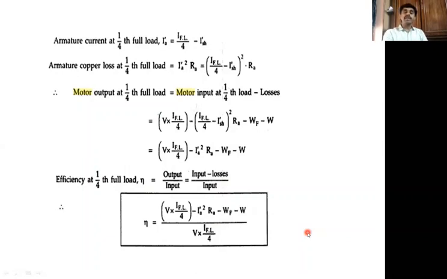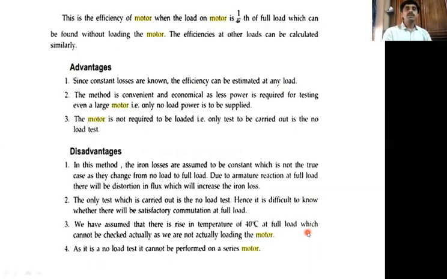So this is the way you can calculate the efficiency at any load just by conducting a no load test. This is the efficiency of the motor when the load on the motor is 1/4 of the full load, which can be found without loading the motor. The efficiency at other loads can be calculated similarly, as we said.